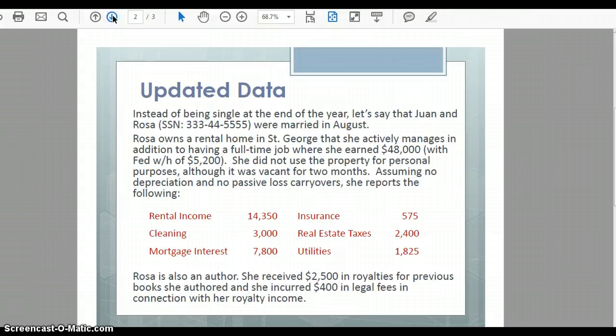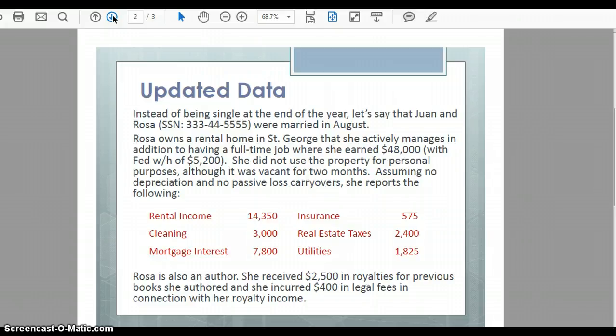We have updated information for Juan Alonso, but let's say that instead of being single at the end of the year, he got married. So he and Rosa were married in August. Rosa owns a rental home in St. George that she actively manages, in addition to having a full-time job where she earns $48,000 with federal withholdings of $5,200. She did not use the property for personal purposes, although it was vacant for 2 months.